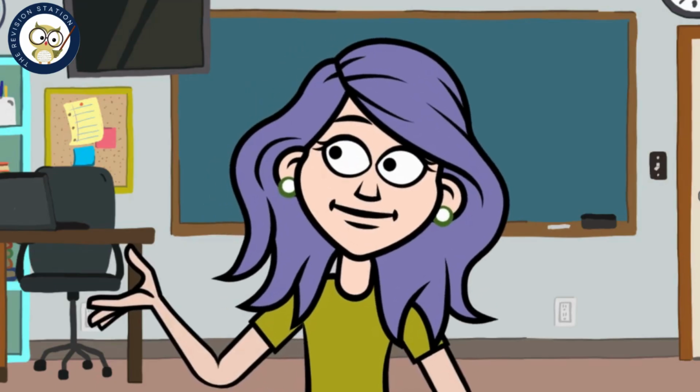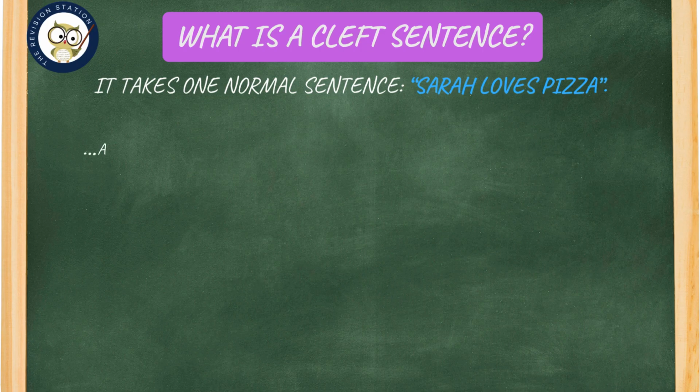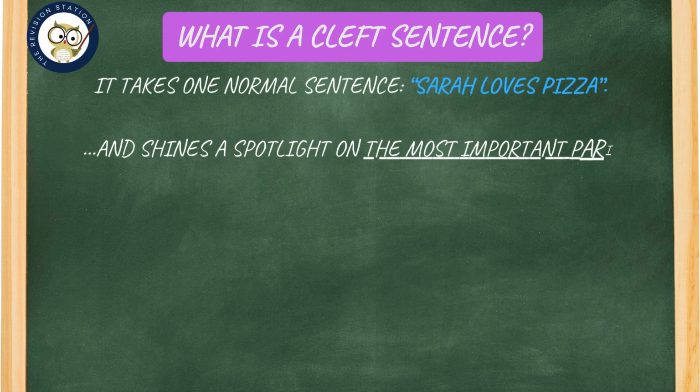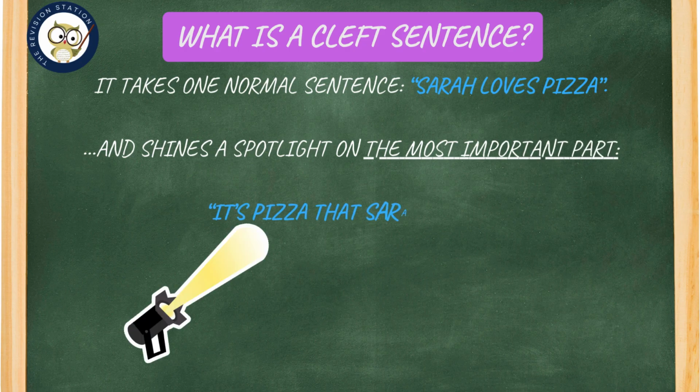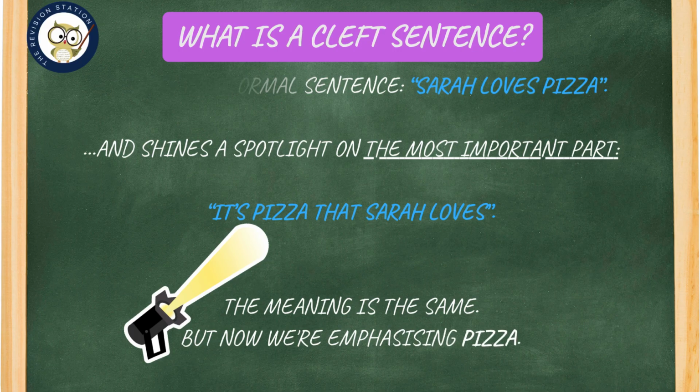Okay, let's go. A cleft sentence takes a normal sentence, Sarah loves pizza, and shines a spotlight on the most important part. It's pizza that Sarah loves. While the meaning is still the same, we're now emphasizing pizza in particular.